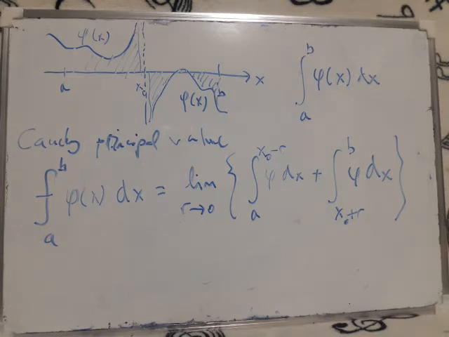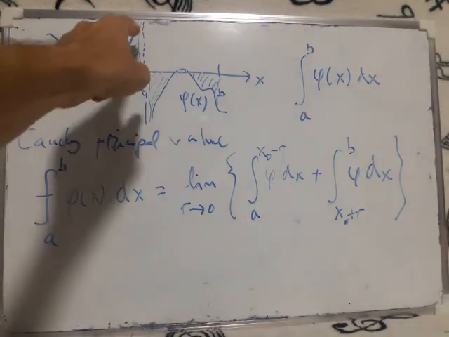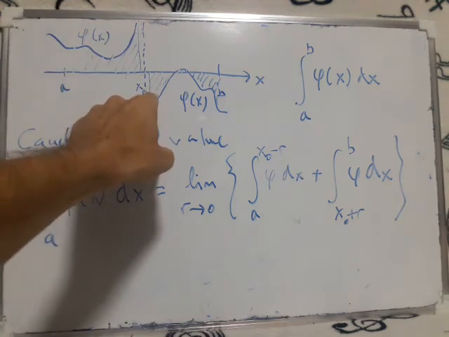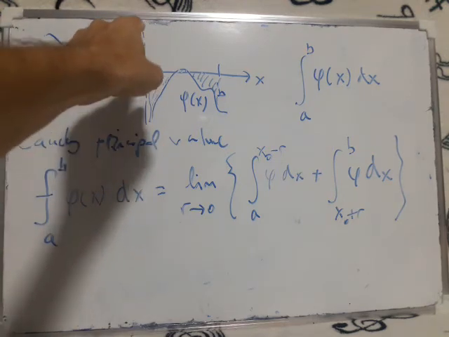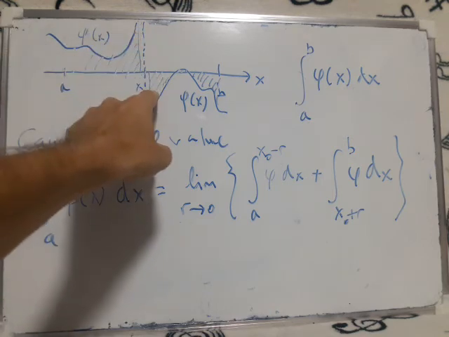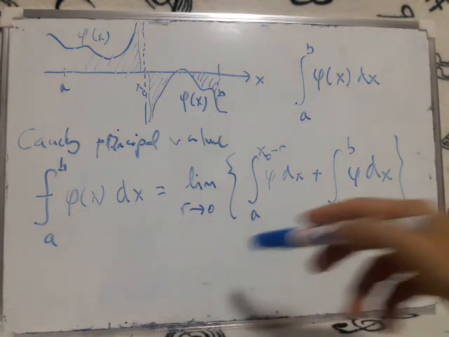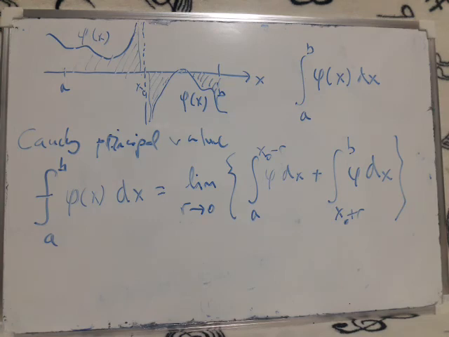So basically what it depends on is whether effectively this infinite area here cancels this infinite area here. Obviously if it's above the axis we get a positive contribution, if it's below the axis we get a negative contribution. So if they end up cancelling as the limit is taken, then we will get a finite answer.